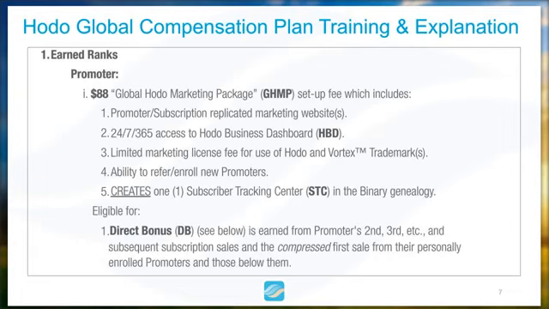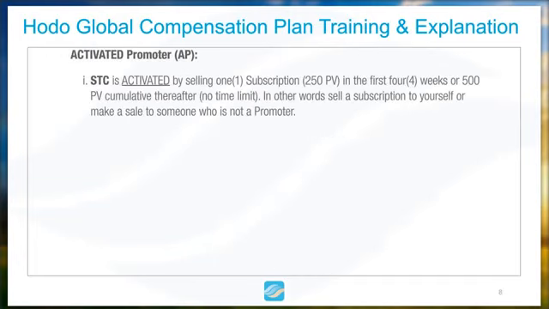If somebody doesn't subscribe at all, they don't subscribe personally to their own Vortex, a legal requirement is that you can sign up and just be a rep, and you can sell subscriptions, and you can get a direct bonus being just a promoter, okay?